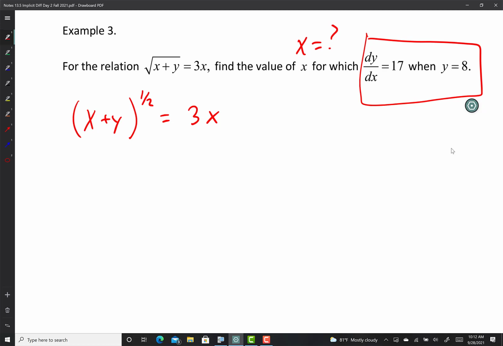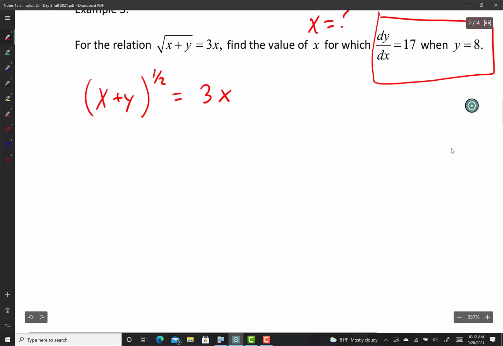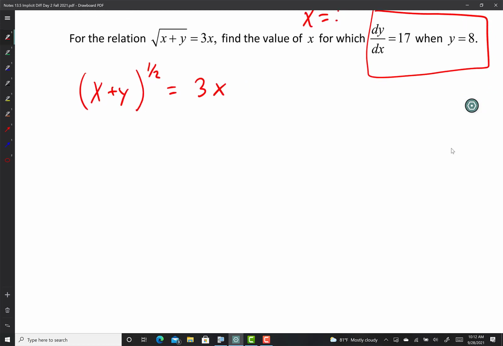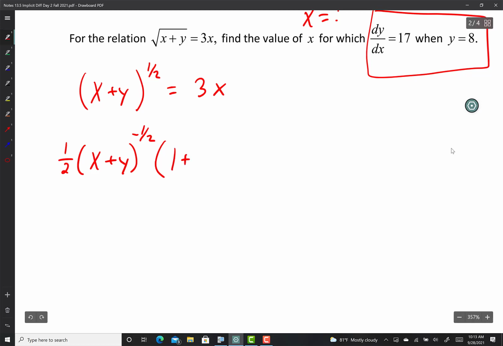All right, here we go. I'm taking a derivative. I have no choice but to do it implicitly. So definitely chain rule. I'm going to have 1/2, leave the inside alone, to what power? Negative 1/2. Am I done with that side? No, times the derivative of that inside. What's the derivative of x plus y? Close it. Equals 3.